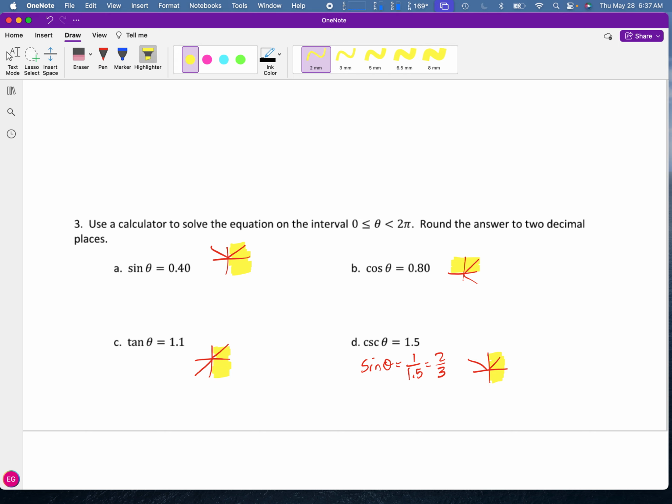So we'll talk more about the calculator issues later, and I'll tell you what's important for you to know or not know. But for now, let's just assume it's always going to give you an answer in quadrant 1, and you might have to do math to figure out what it is in a different quadrant.